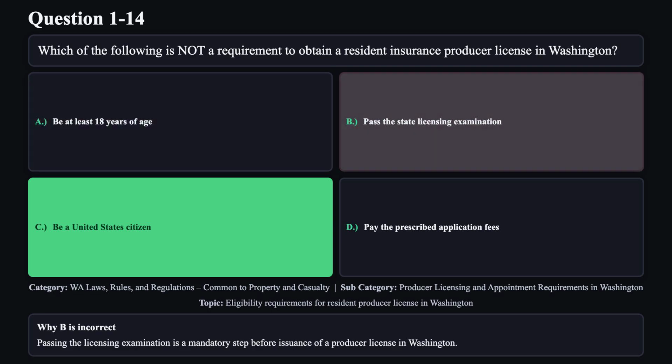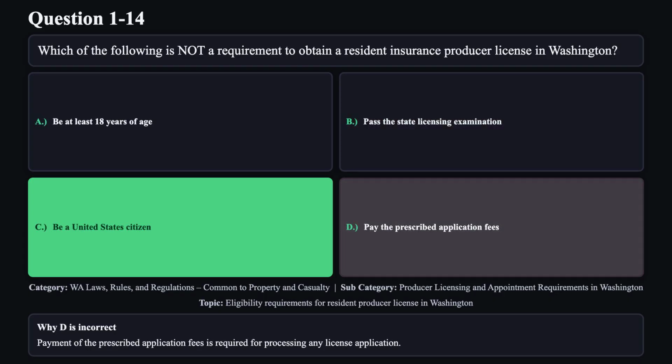Reason B is not correct. Passing the licensing examination is a mandatory step before issuance of a producer license in Washington. Reason D is not correct. Payment of the prescribed application fees is required for processing any license application.